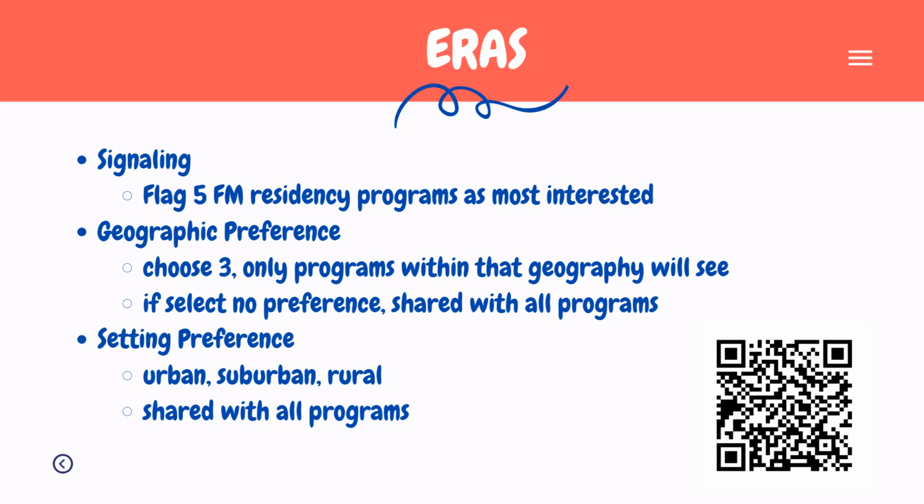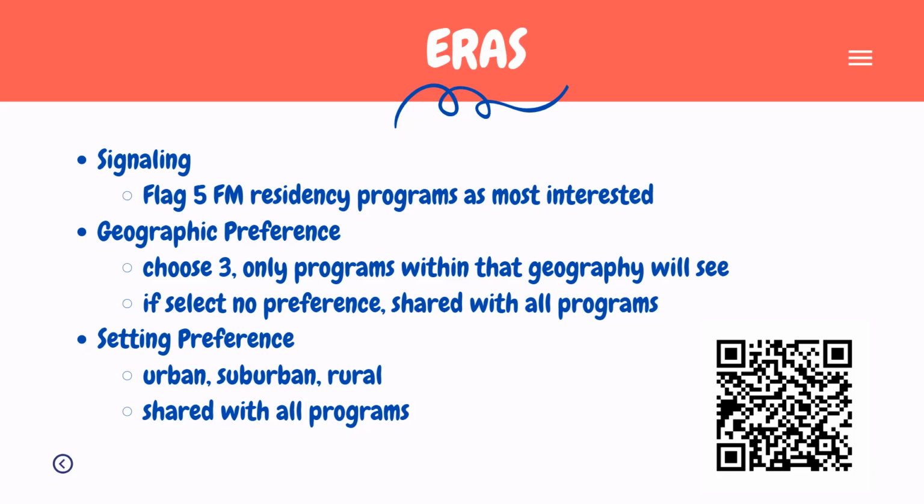The other thing that's also new is geographic preference. So you can choose 3. This is like saying, oh, I prefer to be in the Southeast or the Northeast or the Midwest or the South or the West Coast, whatever. You get to choose 3 different geographic areas in the US. And only the programs within that geographic area will see that you chose that preference. There is an option to skip it, not answer it. Nobody will know that you didn't answer it.